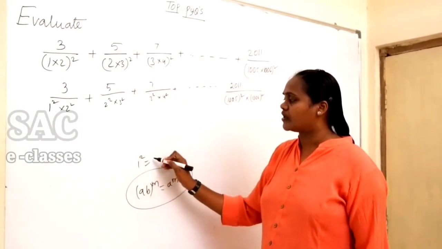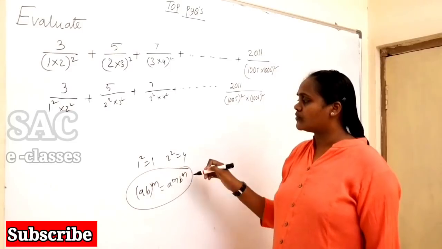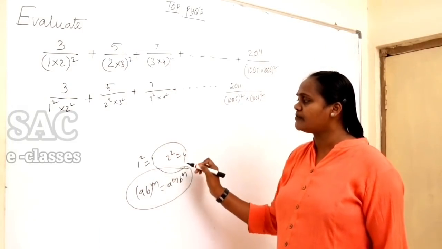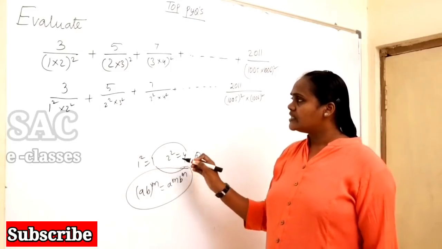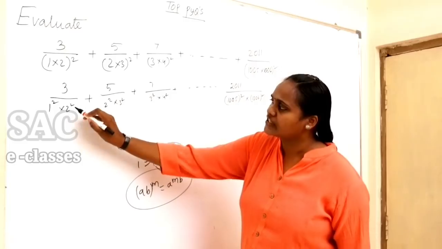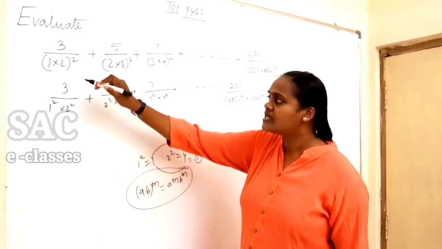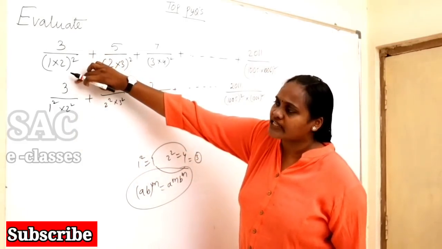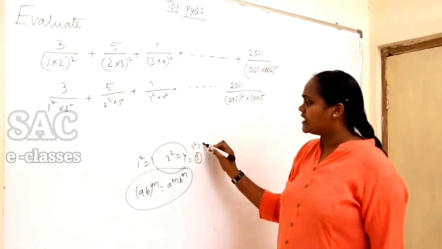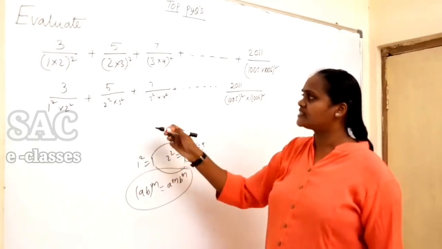1 square is 1, 2 square is 4. But 1 minus 4 is nothing but 4 minus 1. The difference between them is how much? It's 3. Is the difference between the two numbers in the product of the denominator equal to the numerator? Yes. Now 2 square is 4, 3 square is 9. The difference between 4 and 9 is 5.